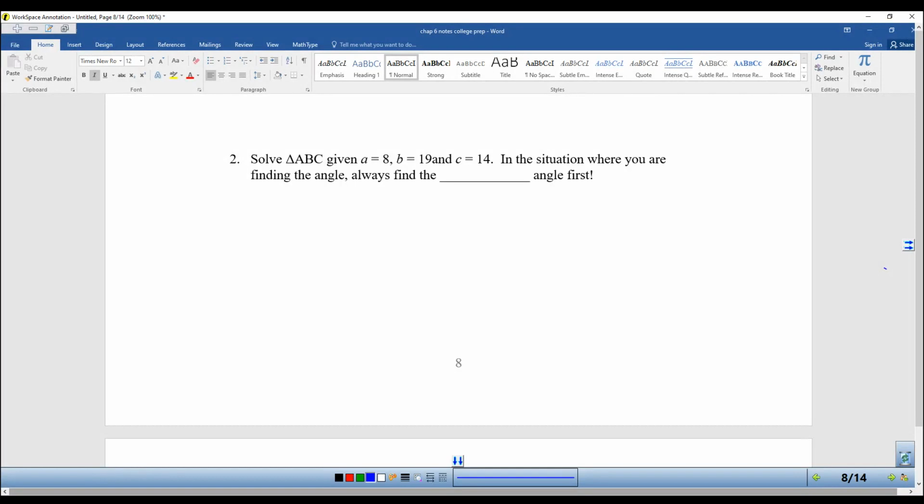Number 2, solve triangle ABC. So this one is a little bit harder. Now I'm being given 8, 14, and 19, definitely not drawn to scale. So this is going to be B, C, and A. In the situation where you are finding the angle, always find the largest angle first. And the way you know which one is the largest is if this is the largest side, then it must correspond with the largest angle. So I am going to find angle B.